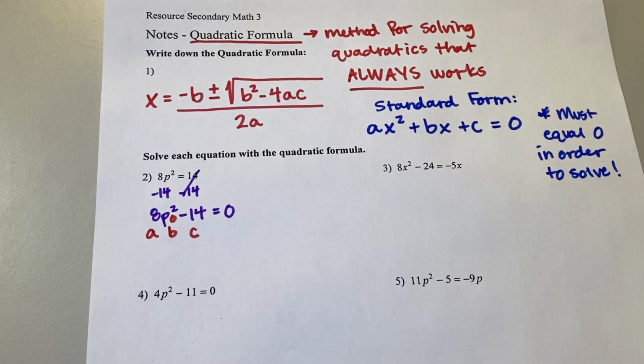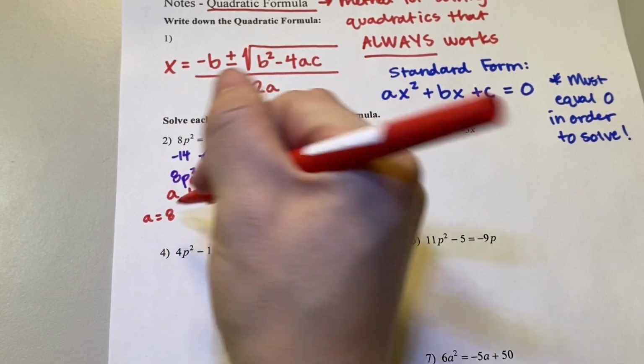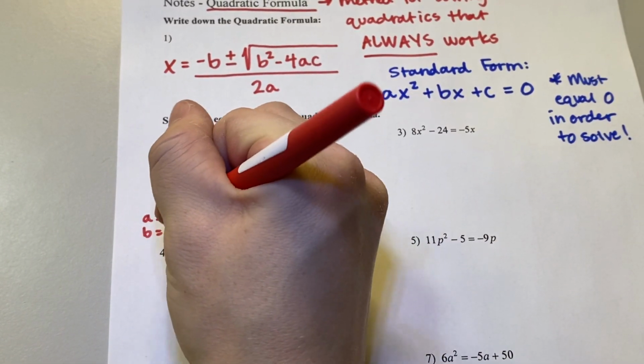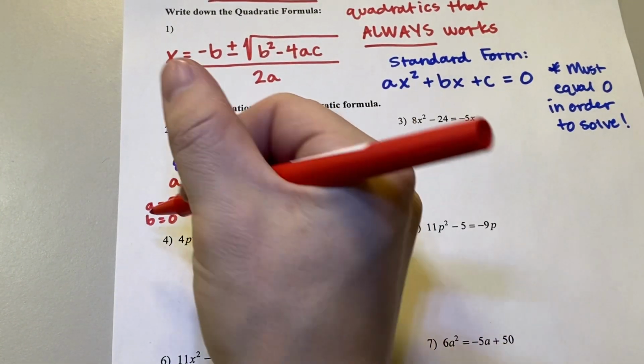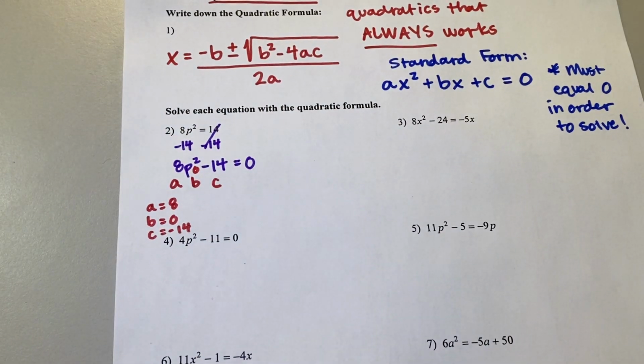So we have A equals 8, B equals 0, and C equals negative 14. There was no B, right? There was no something x in the middle, so that just means it's 0.